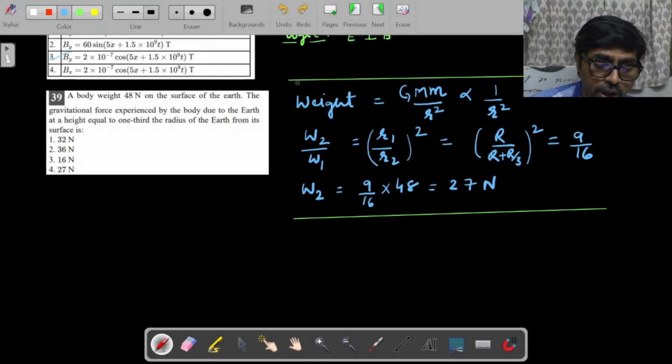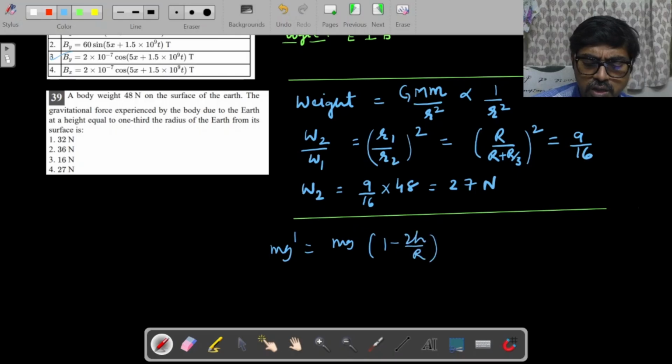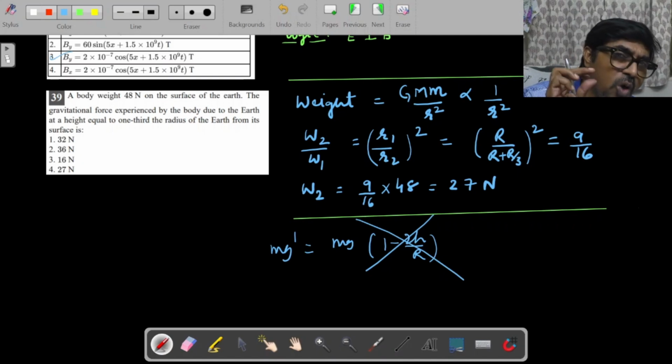See, students might use the formula mg dash equal to mg into 1 minus 2h by r, something like that. They will use the formula 1 minus 2h by r. This formula if they use, they will get wrong answer because this is only approximate value and this formula is valid only for small heights when the height is negligible compared to radius of the earth. But here the height is 1/3 of the radius. So you can't neglect the height there. You have to use the general formula.